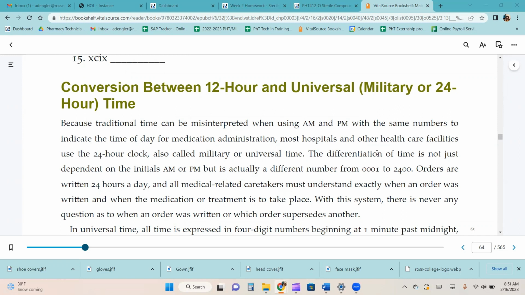Orders are written 24 hours a day, and all medical related caretakers must understand exactly when an order was written and when the medication or treatment is to take place. With this system, there is never any question as to when an order was written or which order supersedes another.